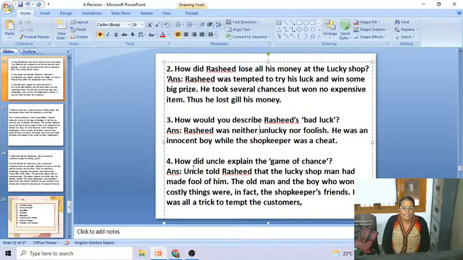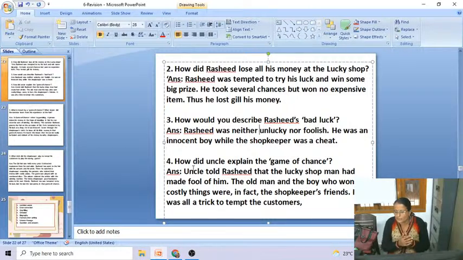How did Uncle explain the game of chance? How Uncle has explained it to Rashid and made him understand it. Uncle told Rashid that the lucky shopman had made a fool of him. Uncle ने सीधा बताया बेटे आपको उन्होंने चीटिंग किया है. आपको बकरा बनाया है ऐसा बोलते हैं ना. हाँ ऐसा अंकल ने सीधा उसको बता दिया. He has made a fool of you, right? Then what Uncle says, he explained it. The old man and the boy who won costly things were in fact the shopkeeper's friends.